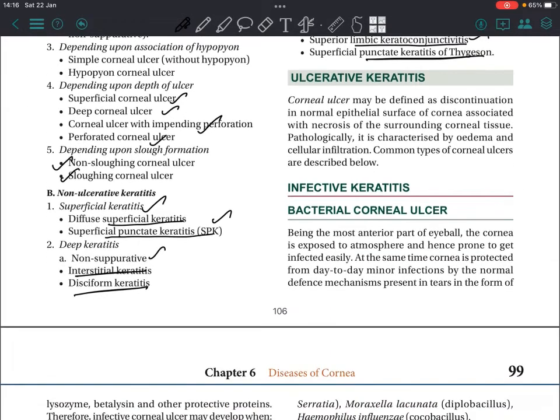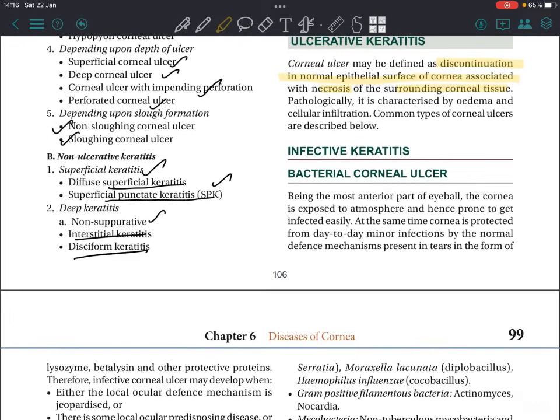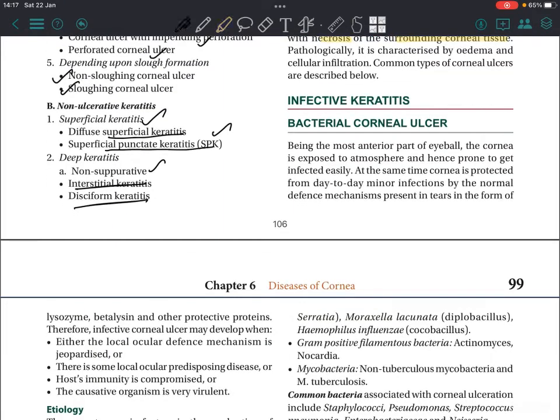Ulcerative keratitis: a corneal ulcer may be defined as discontinuation in the normal epithelial surface of the cornea associated with necrosis of the surrounding corneal tissue. Pathologically, it is characterized by edema and cellular infiltration. Common types of corneal ulcer are described below.